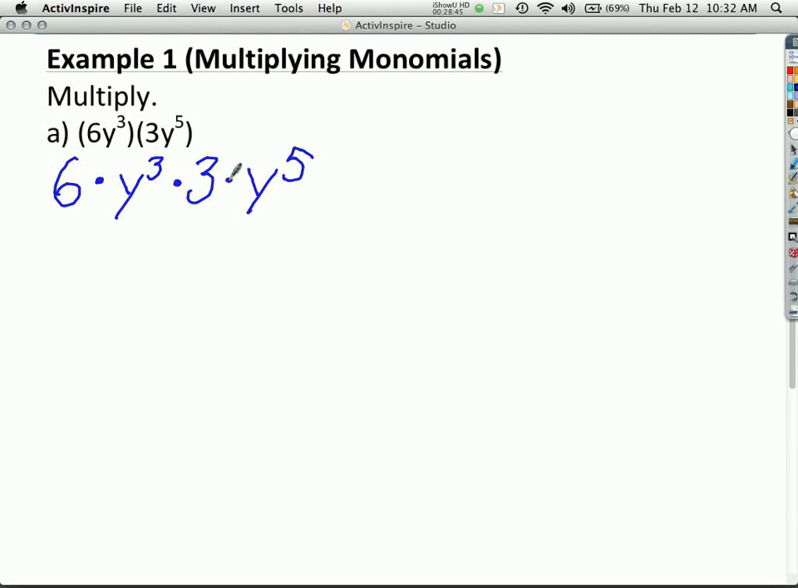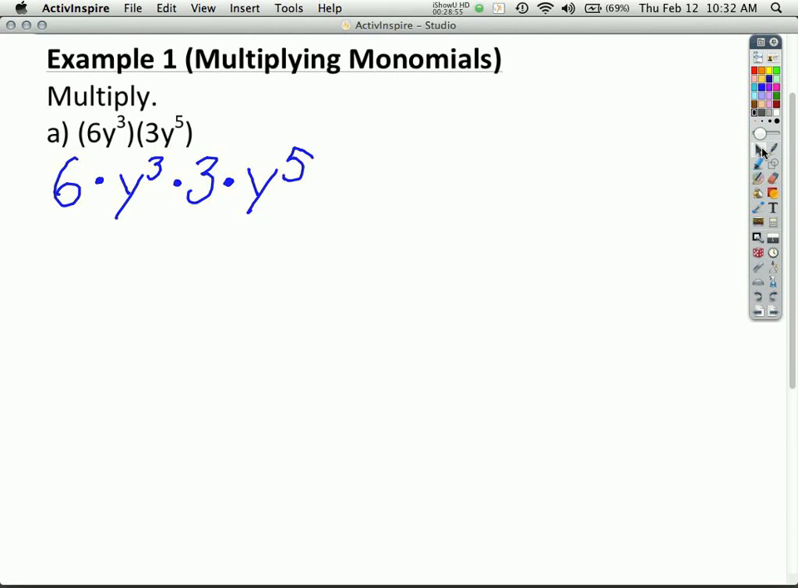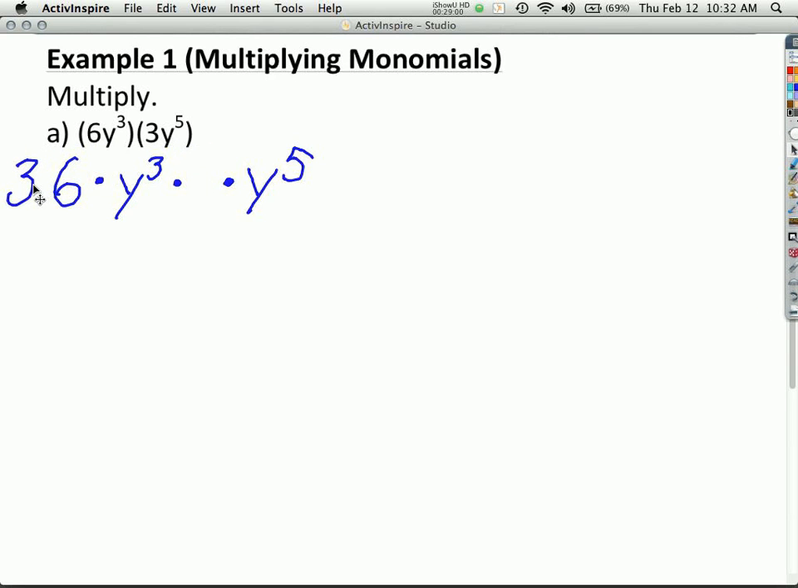And so this is no different, in essence, than what I was just writing in green over on the side. Because watch what we can now do. The 6 and the 3 go together, so we can rearrange this like this. And the y to the third and the y to the fifth go together, so I can move that over there. And then I still have this multiplication in between, so the results will get multiplied together.